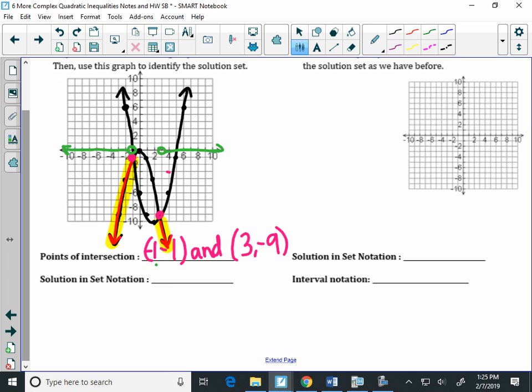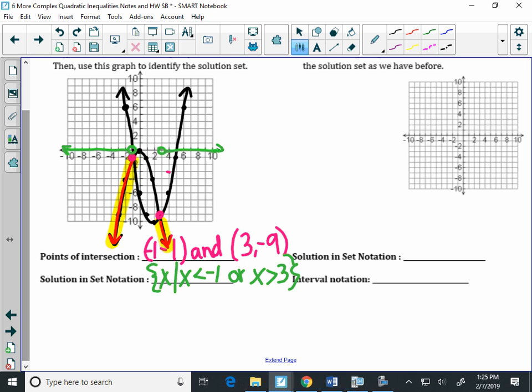Now when I do set notation, what inequality do I write to represent the left portion? X is less than -1. Then we write the word or. What's the other inequality? Yep. So that's your solution set.